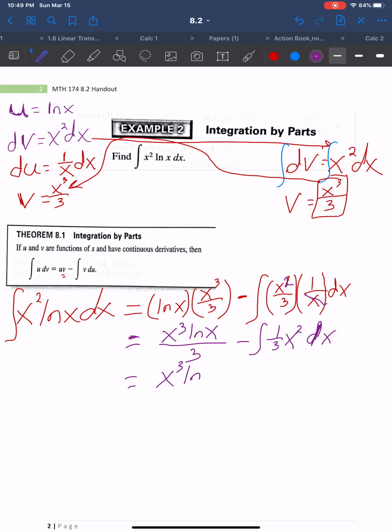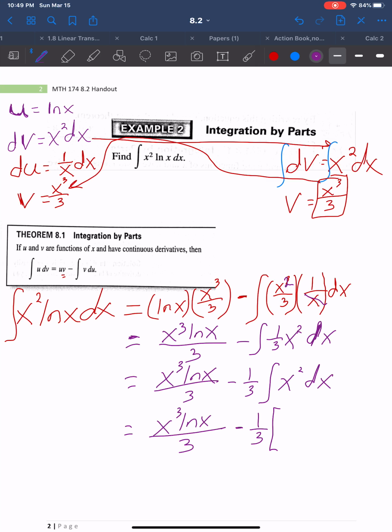All right, so let's keep going. So x cubed ln of x over 3. And let's go ahead and bring that third out in front of the integral. And there's nothing left to do but some basic power rule integrals. So when all is said and done, we're going to have x cubed ln of x over 3 minus 1/3 times, well, that's going to be x cubed over 3 and plus c.